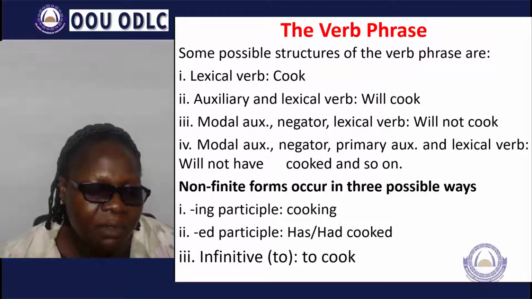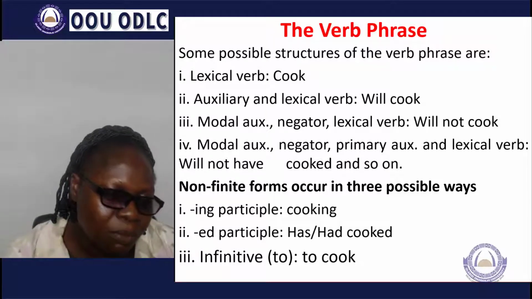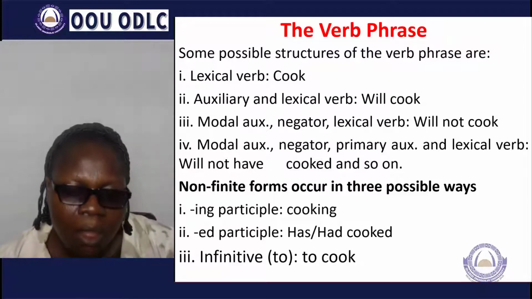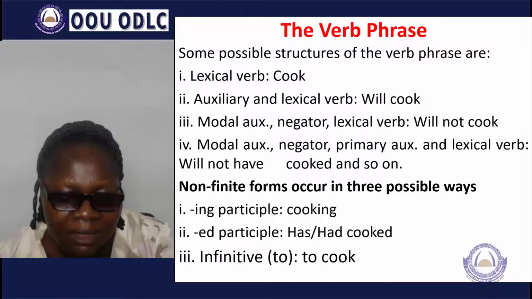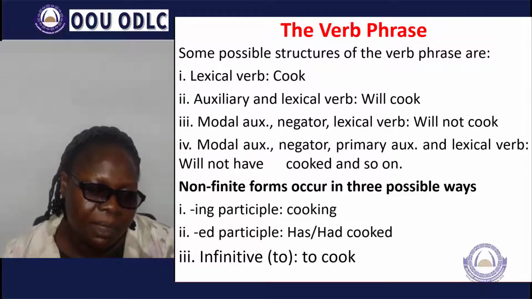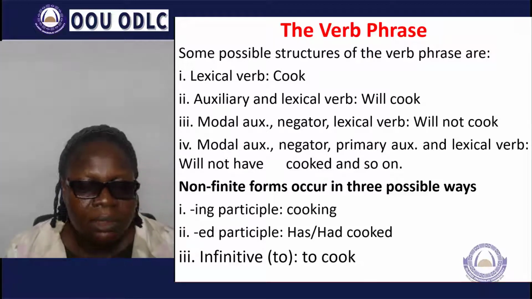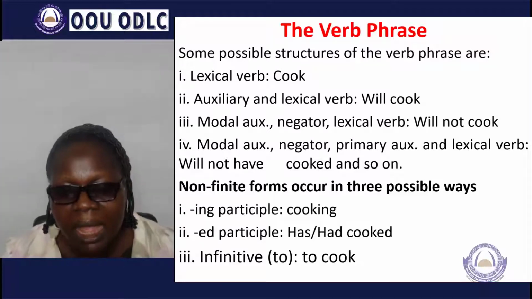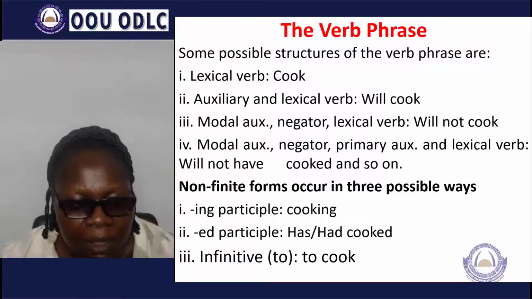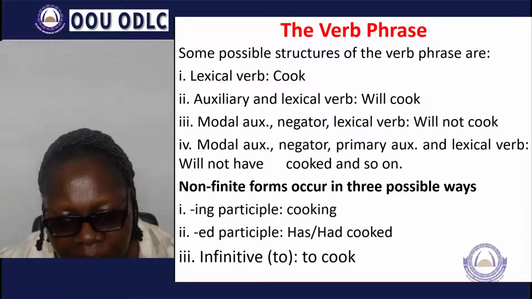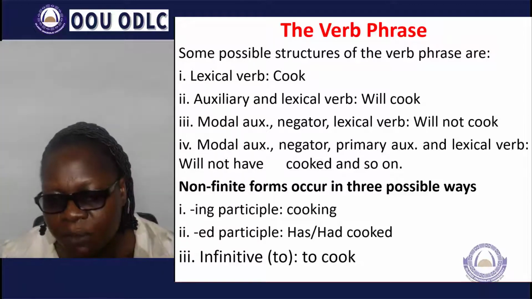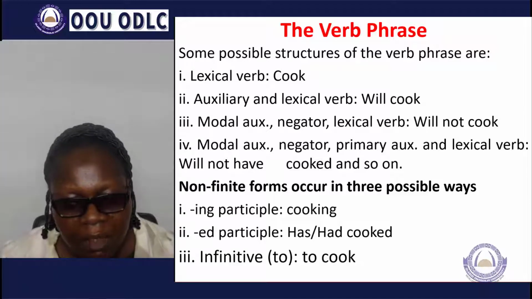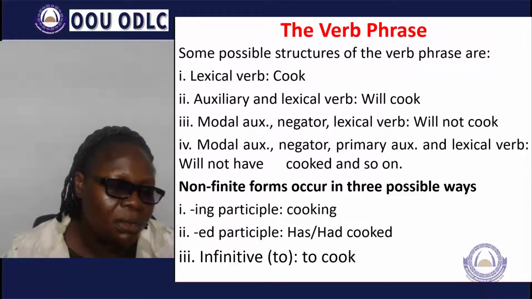Number four, we can have a verb phrase that contains a modal auxiliary, a negator, a primary auxiliary, and a lexical verb. Here there are four elements. A very good example is will not have cooked. She will not have cooked by now.